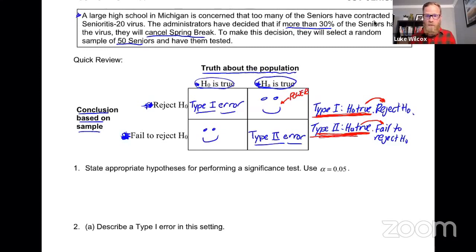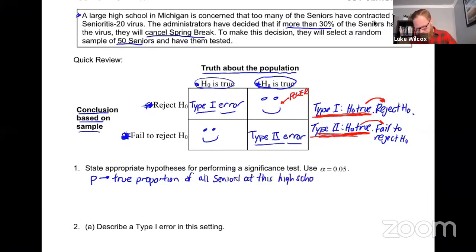Now, we're definitely in the world of proportions here rather than the world of means. And it is a one sample problem rather than a two sample problem. So the parameter in this case is going to be a proportion and only one. So we're going to say P represents the true proportion of all seniors at this high school with senioritis. Right? That's the parameter that we're trying to estimate for the whole population of all seniors at this school.